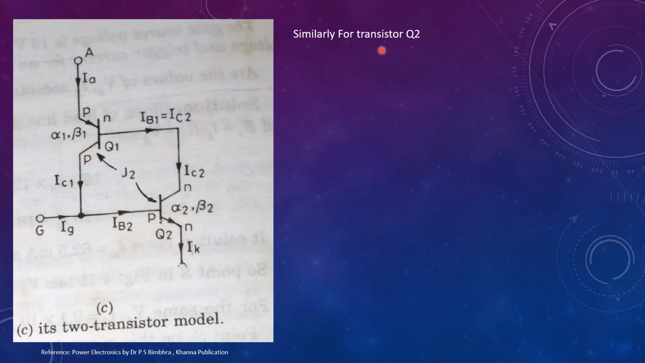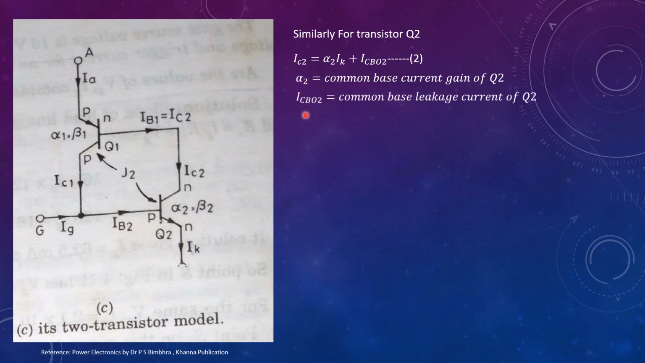Similarly, for transistor Q2, IC2 is equal to alpha 2 IK plus ICBO2, where IK is the emitter current for transistor Q2. Alpha 2 is the common base current gain of Q2. ICBO2 is the common base leakage current of Q2, and IK is the emitter current of Q2.